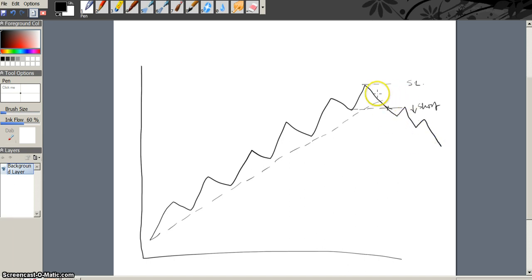Okay, so your initial short entry was here with the protective stop here. Now when price breaks the previous low, which is the low here, at that point you move your stop loss just above this. So you're moving your stop loss here, and it goes like this and again here. So when it breaks this position, you move your stop just above this, and you ride the trend like that.